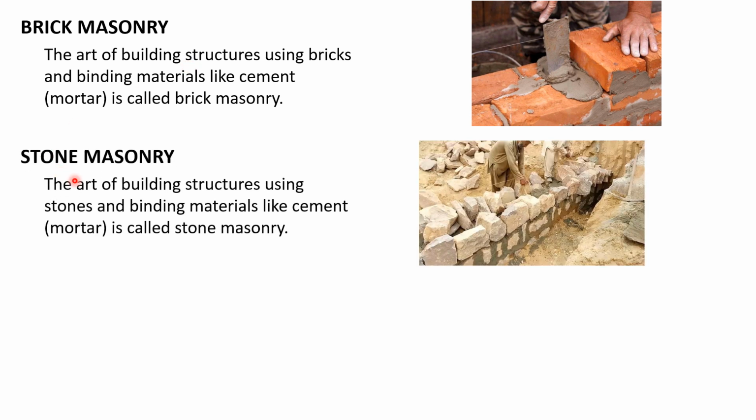Here is stone masonry. The art of building structures using stones and binding materials like cement mortar is called stone masonry. The stones are arranged in the alternate or in the distinct positions so that they form a structural system to become the part of stone masonry. This type of construction mostly happens in the hilly areas.